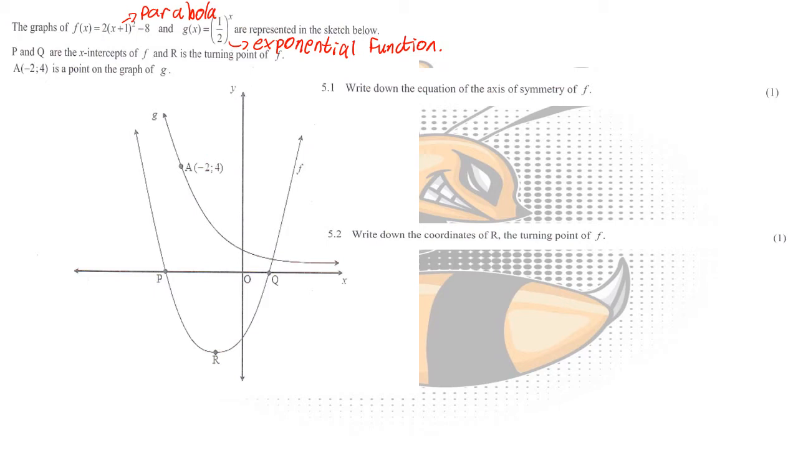of each function. Now it also continues in the information that P and Q are the x-intercepts of f and R is the turning point of f. A (−2; 4) is a point on the graph. Now, the very first question asks you to write down the equation of the axis of symmetry of f.